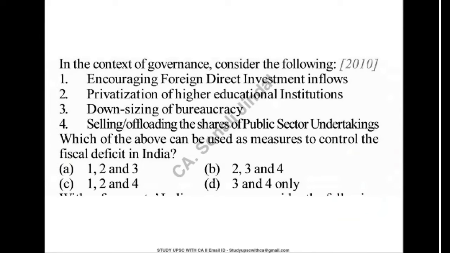Next question is, what measures can be taken to control the fiscal deficit? First statement, encouraging FDI. Was it even part of that deficit? No. Privatization of higher education institutions. Yes, this will reduce the government expenditure. We have reached the answer B, but we need to read the others as well. Downsizing of bureaucracy. This will also reduce the government expenditure. Selling, offloading the shares of PSUs. What is it? This is disinvestment.